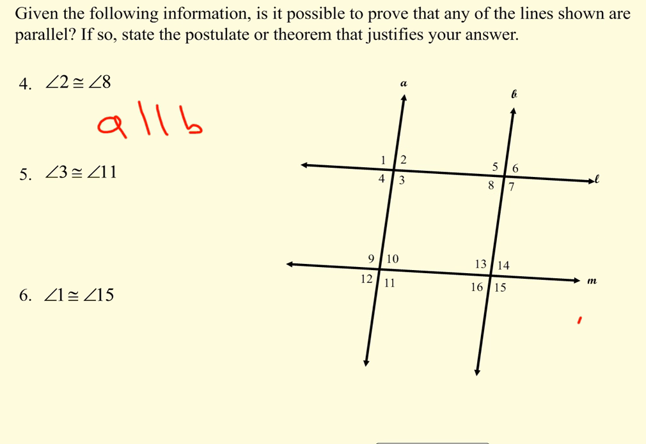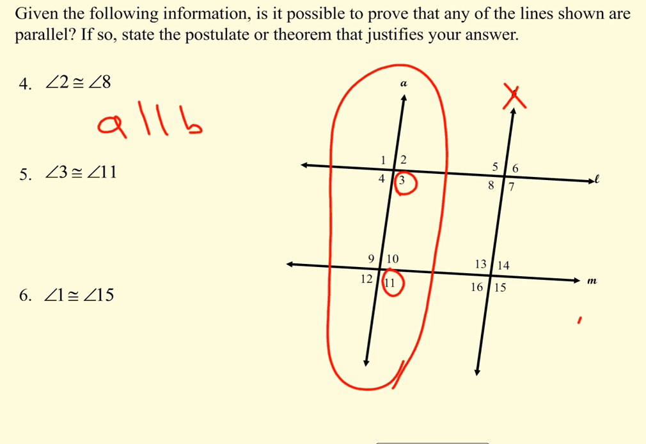So number 5, 3, and 11. Okay, so for right now, I'm not looking at B at all. Right now, I'm just looking at just this piece. 3 and 11 are in the same spot. They're corresponding. They are congruent. That means I can say L is parallel to M by the corresponding angles, converse of the corresponding angles theorem.